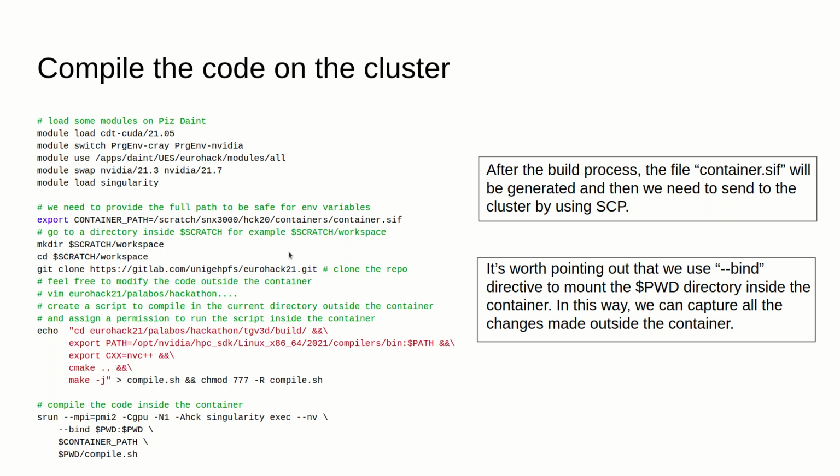Basically, the code is outside the container, and then we can modify the code and we can compile and run this code without problems. The code does not depend directly on the container. If the container crashes, we will not lose the data.